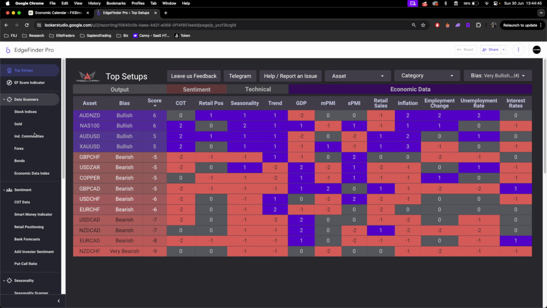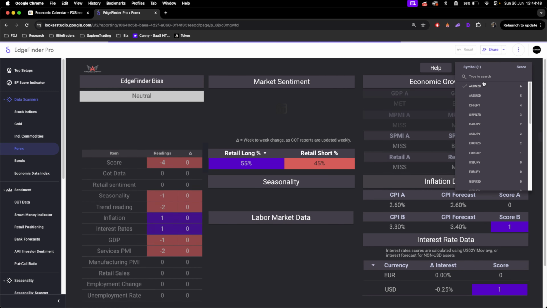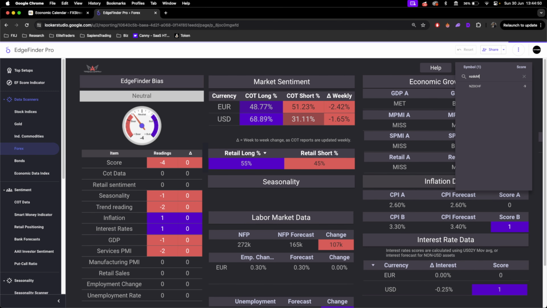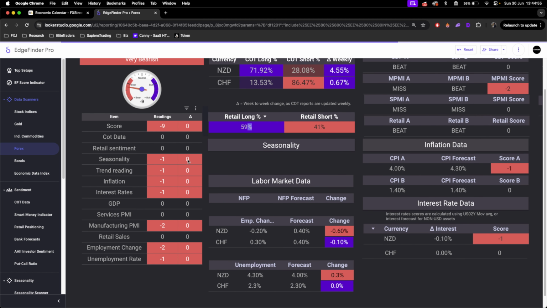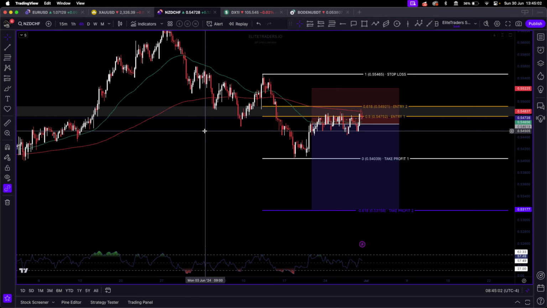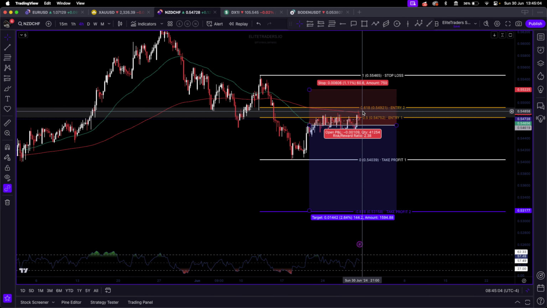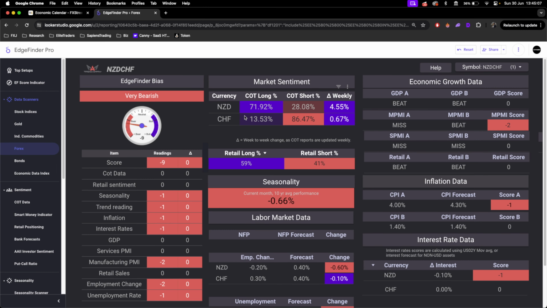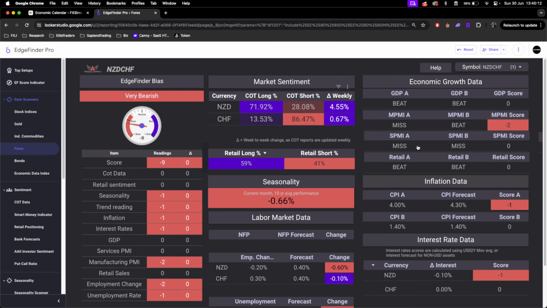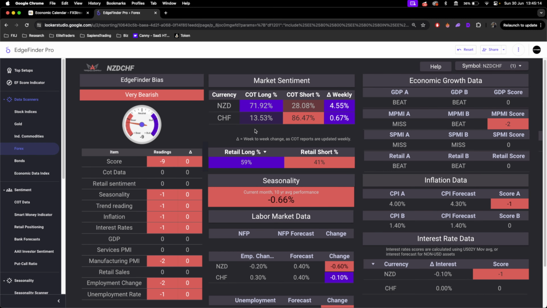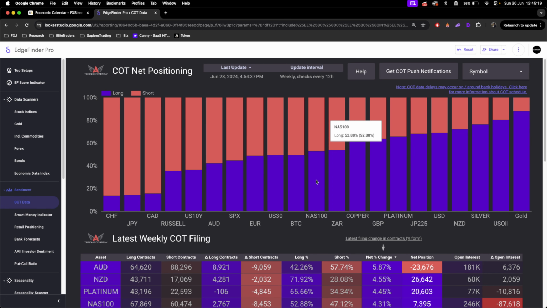So if we just take a look at the data for the New Zealand Swiss, you can see it's very, very bearish. Retail is long. Essentially, most of these things are in our favor. So I'm happy to follow this more on just the technicals look very nice, first of all. The Edge Finder agrees, and I'm very happy to take trades just off technicals if they are good enough. So the Edge Finder backed up this position, so I was happy to take it.